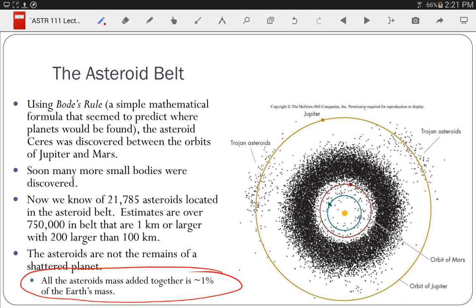Now, you notice Earth's orbit. Earth is this aqua-colored planet, the orbit of the aqua-colored thing. There are asteroids that are in our region and that are closer to the sun than us. Not many, but there are some. Most of the asteroids are in this belt that's between Jupiter and Mars.